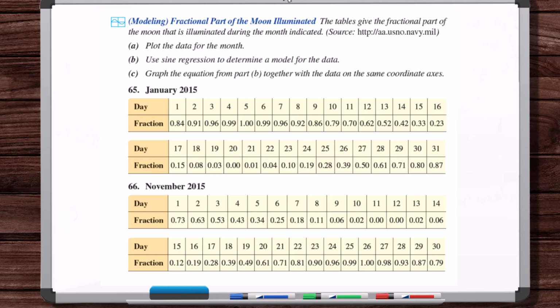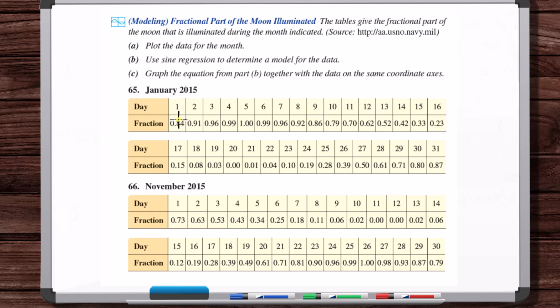Before we move on from graphs of sinusoids and start talking about the graphs of tangent and cotangent, let's take a look at this problem here. We're given this data, which is from something to do with the Navy, and what's given is the fraction of the moon illuminated each night for every night in January 2015 as well as November 2015.